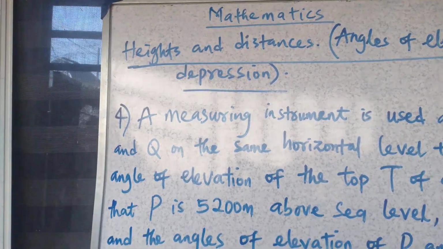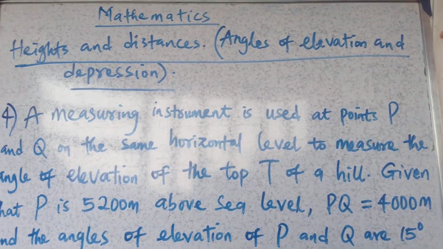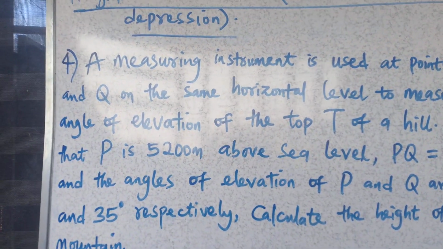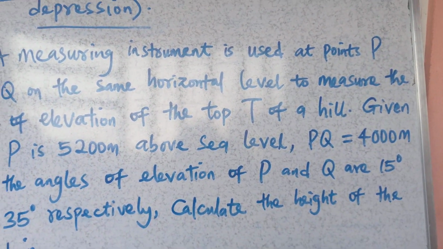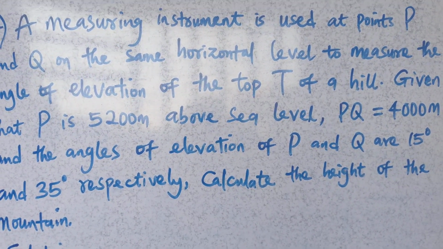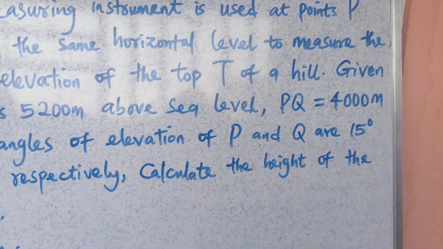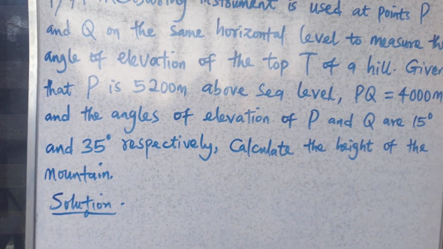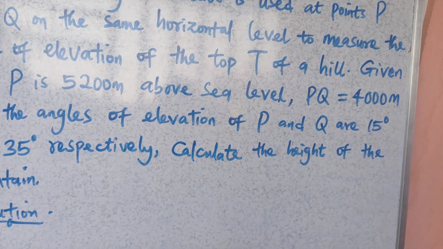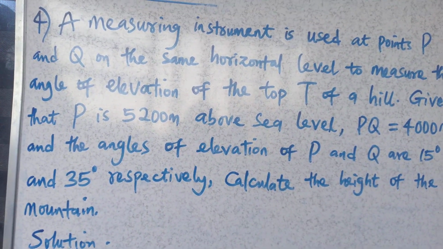Look at the next question. It says a measuring instrument is used at points P and Q on the same horizontal level to measure the angle of elevation of the top T of a hill. Given that P is 5,200 meters above sea level, PQ is 4,000 meters, and the angles of elevation of P and Q are 15 degrees and 35 degrees respectively. Calculate the height of the mountain.